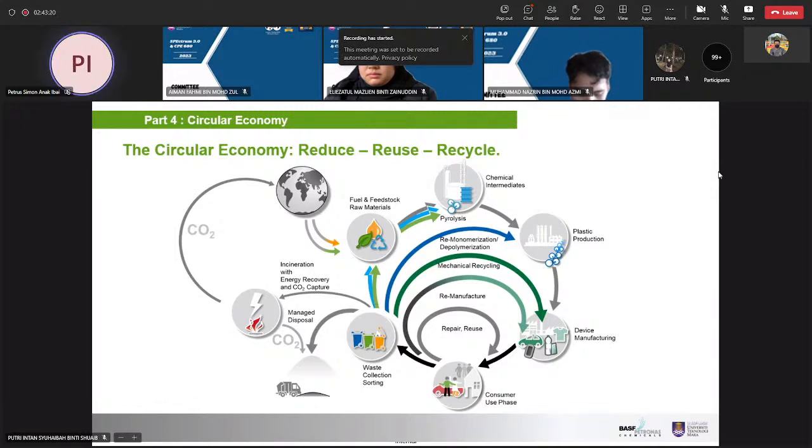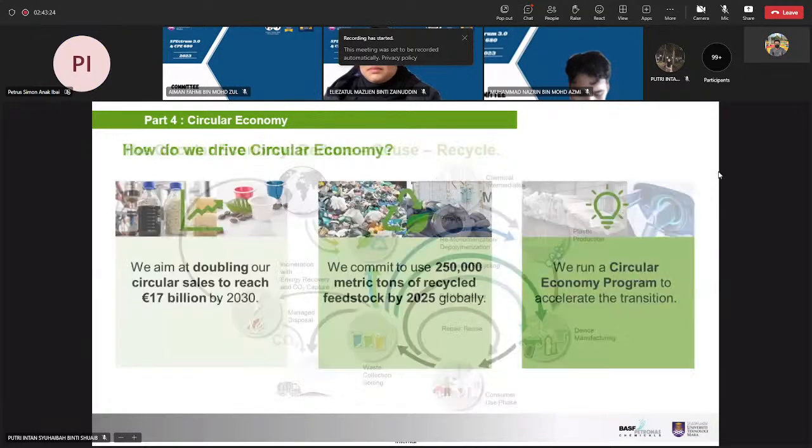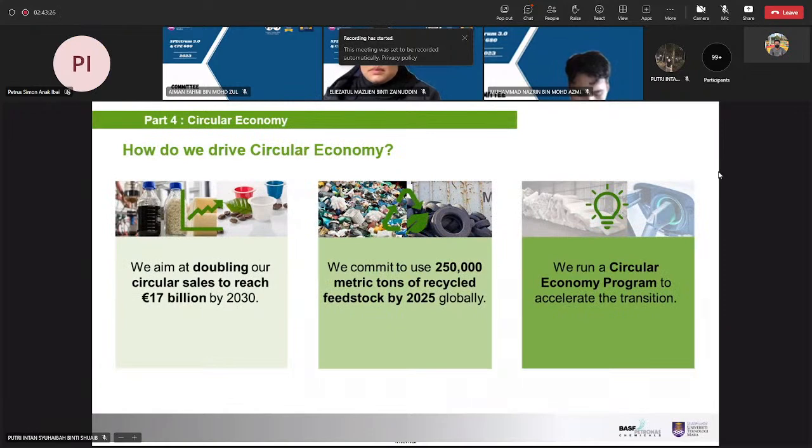And how do we want to drive this circular economy? In BASF, we aim at doubling our circular sales to reach at least 17 billion by 2030. We also have the commitment to use 200,000 metric tons of recycled feedstocks by 2025 globally. And now we are running a circular economy program to accelerate the transition.